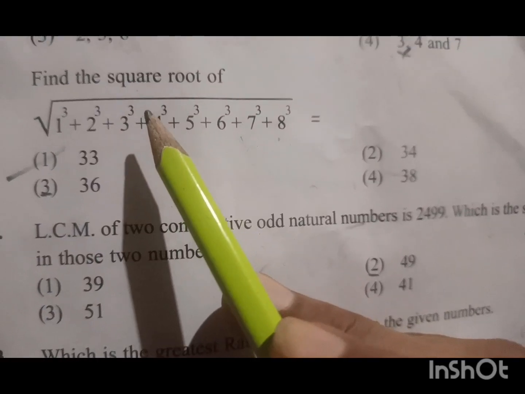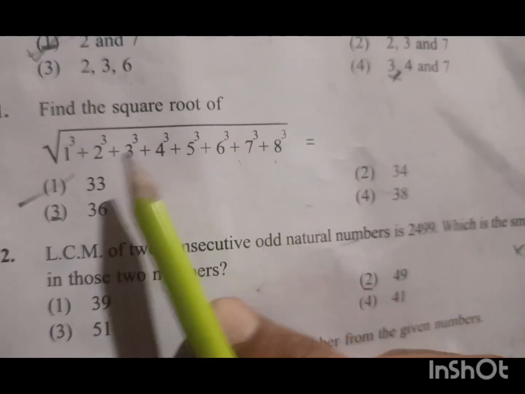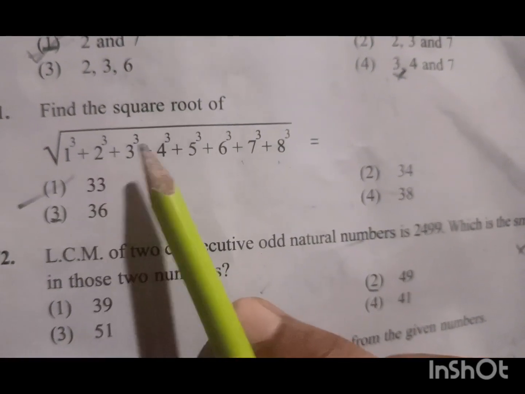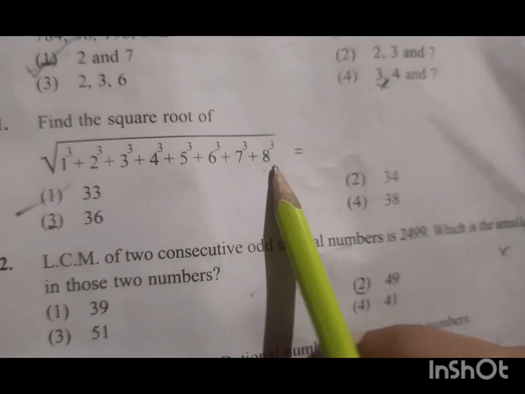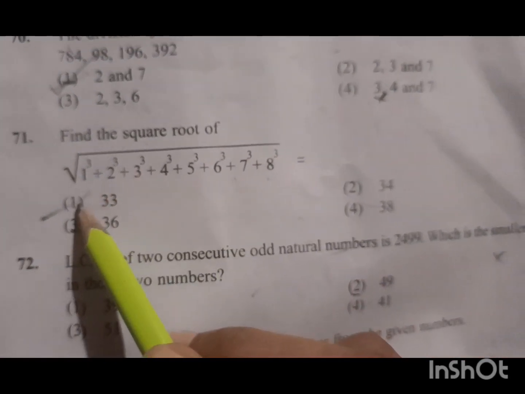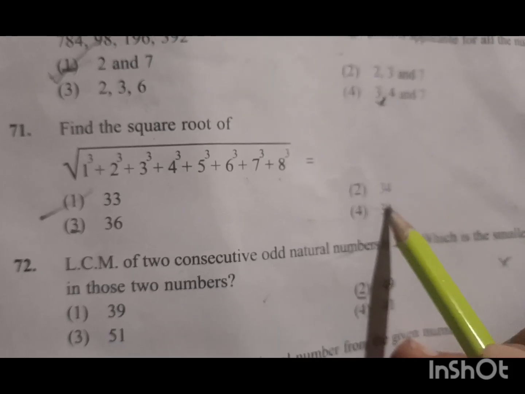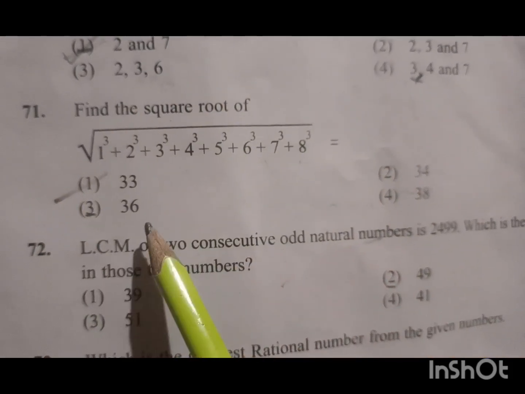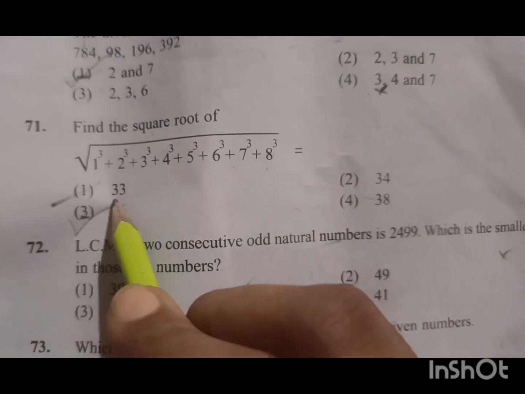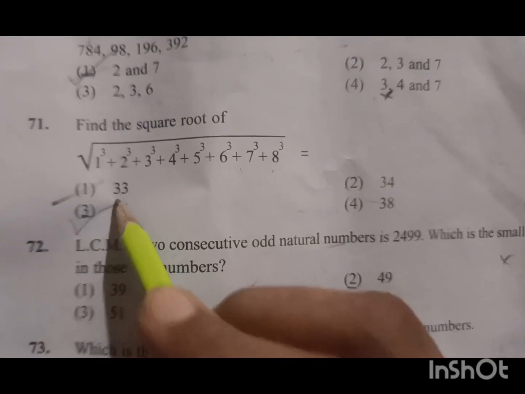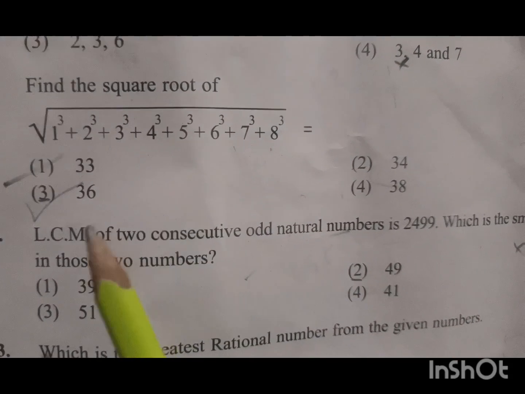Question number 71. Find the square root of 1 cube plus 2 cube plus 3 cube plus 4 cube plus 5 cube plus 6 cube plus 7 cube plus 8 cube. Option 1 is 33, option 2 is 34, option 3 is 36, and option 4 is 38. Option number 3 is the correct answer.